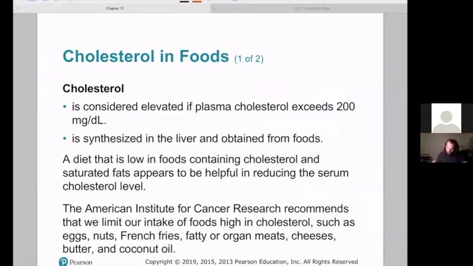When do you have too much cholesterol? If you're exceeding a blood or plasma cholesterol level of 200 milligrams per deciliter.